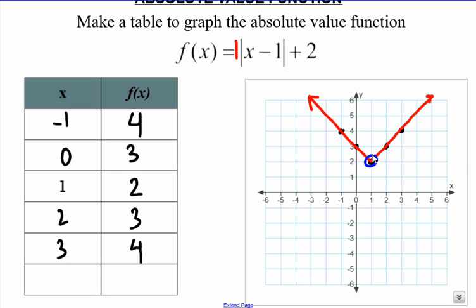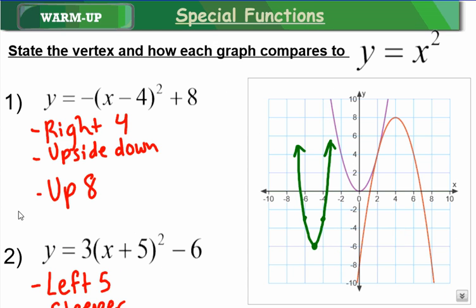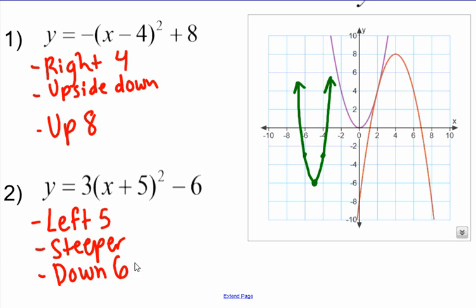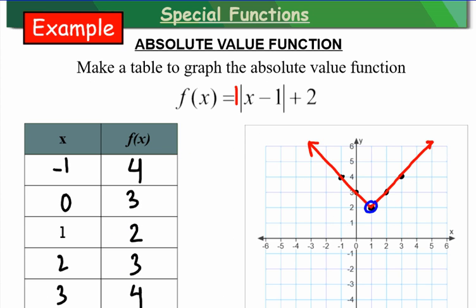So a quicker way I can just plot these is plot the vertex and then use the steepness to do the right side, and then just do the reflection to do the left side. It's actually the exact same strategy we used for parabolas. When the program wouldn't graph this one, what did I do? I shifted the vertex left 5, then down 6, and then I used the steepness of 3 over 1. So I went up 3, right 1, sketched the right side, and then I just reflected to get the left side. It's the exact same thing. We just have a different parent function. We're graphing absolute values, which make v's, as opposed to quadratics that made parabolas.